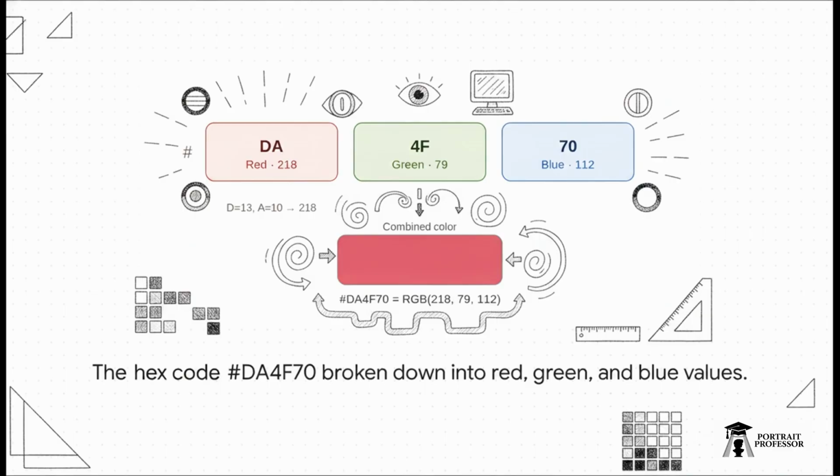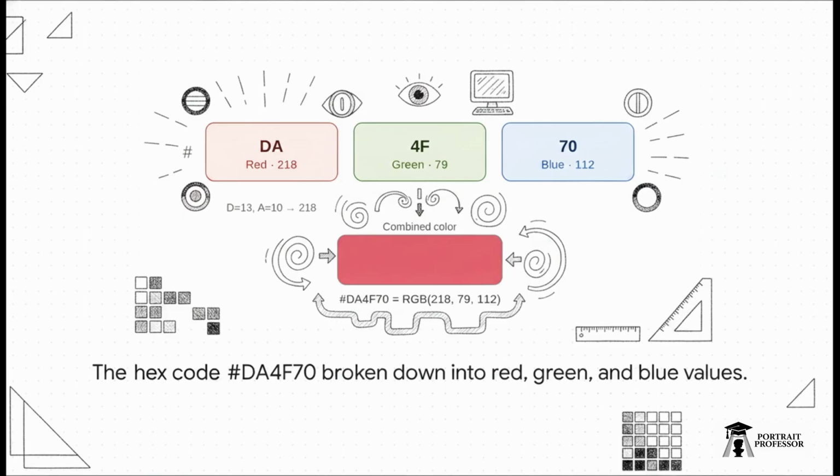Let's look at the full hex code DA4F70. That DA we just calculated gives us a red channel value of 218. Moving down the line, the 4F gives us a green value of 79, and the 70 gives us a blue value of 112. And honestly, this proves that hex codes aren't just random gibberish.